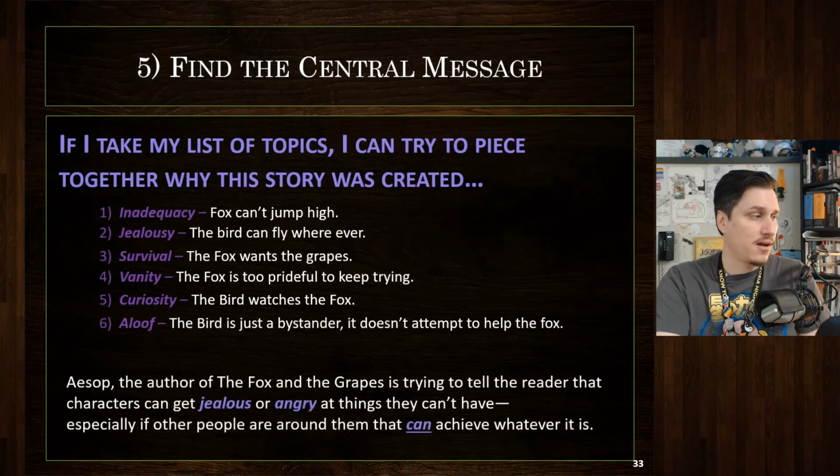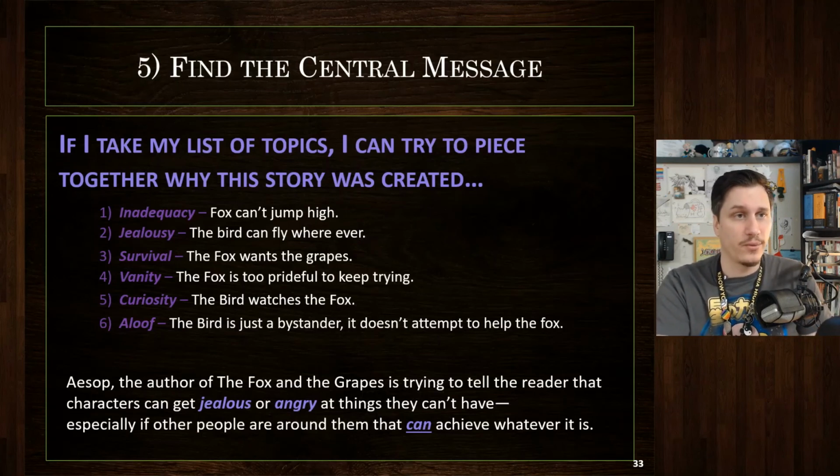I said, Aesop, the author of The Fox and the Grapes, is trying to tell the reader the characters can get jealous or angry at things they can't have, especially when there are other people around that can achieve those things. All right? Now, that is my theme. That's a really long theme. That's a lot of writing.